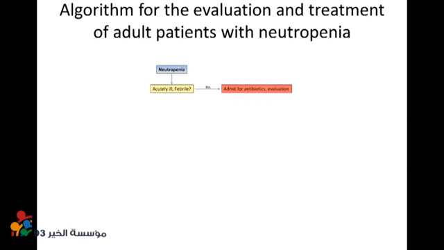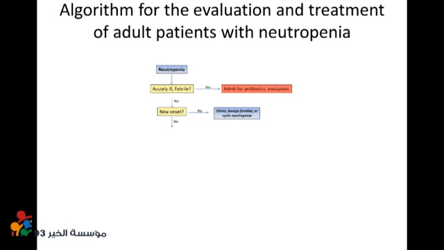So a patient comes with neutropenia, what's the first thing I do? I would ask myself, is the patient acutely ill or febrile? Does the patient have fever or is acutely ill? If yes, then I have to admit. If it's less than 500, you have to admit to the hospital and you have to start them on empiric antibiotics. We still keep looking for the reason. If not, then we go to the next step.